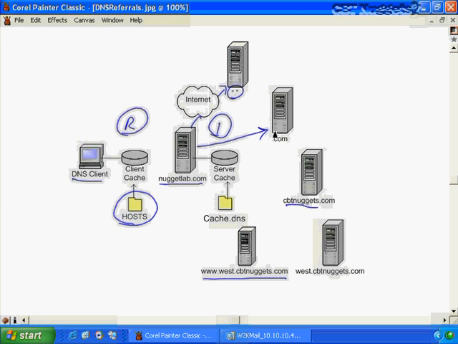Well, of course, .com will, because that's its job. Its job is to track .com servers. So then it'll say, yeah, I know the answer to that. Why don't you go to cbtnuggets.com? And we got the DNS server here, which will then say, hey, you're looking for west.cbtnuggets.com. Well, I don't really host the zone for that, but that's a close friend of mine, so I'll give you the answer to where you can find west.cbtnuggets.com.